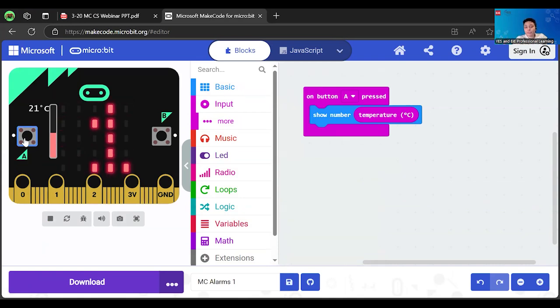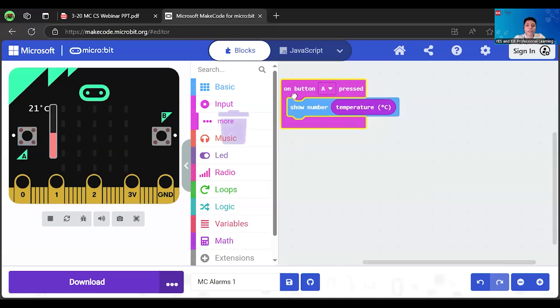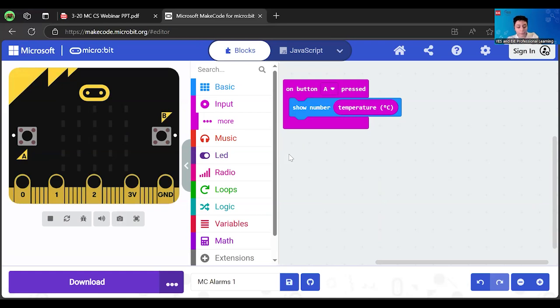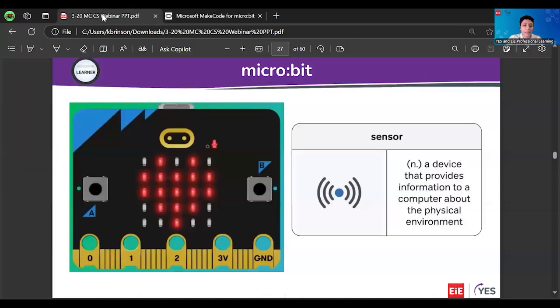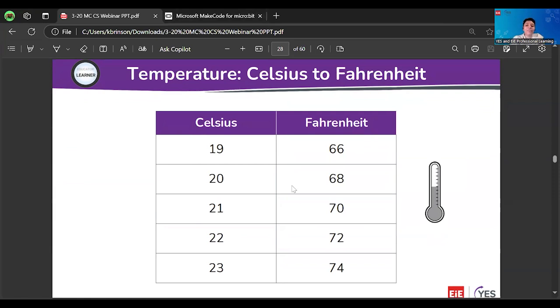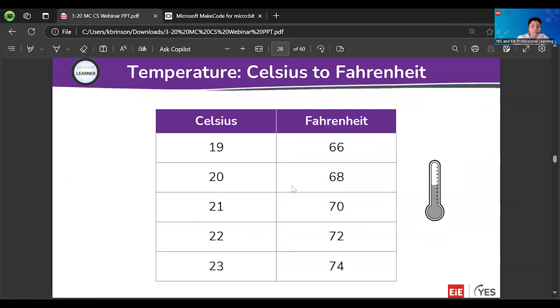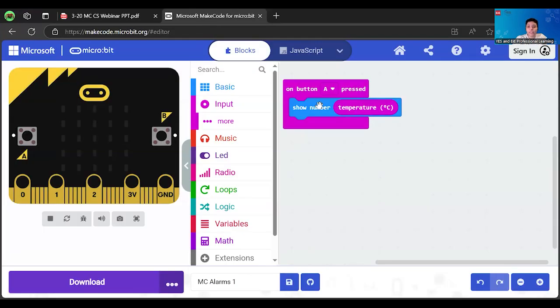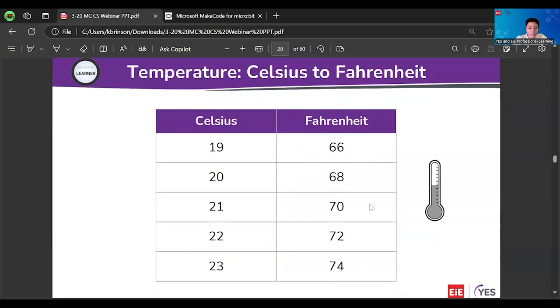If you press A, something scrolls across their screen and they're asked, what are you noticing? What is it showing you? So basically what's happening here is that when button A is pressed, it's going to show you the temperature in the room currently. The other thing that they also have to know is, of course, that they just tested everything in Fahrenheit and it has to be converted to Celsius for the microbit. So they're introduced to this concept as well. The LED screen on the microbit is showing the temperature in Celsius.